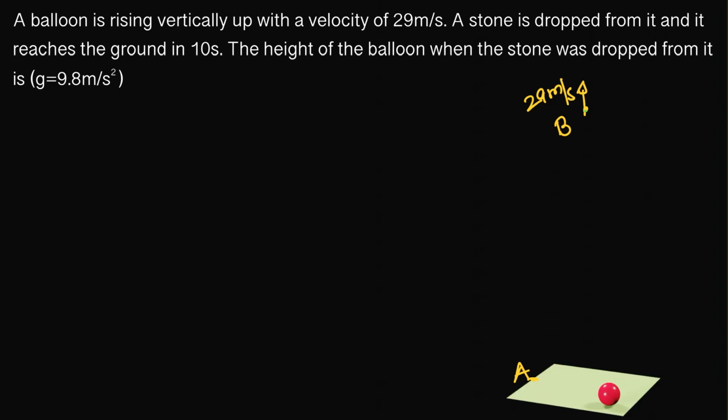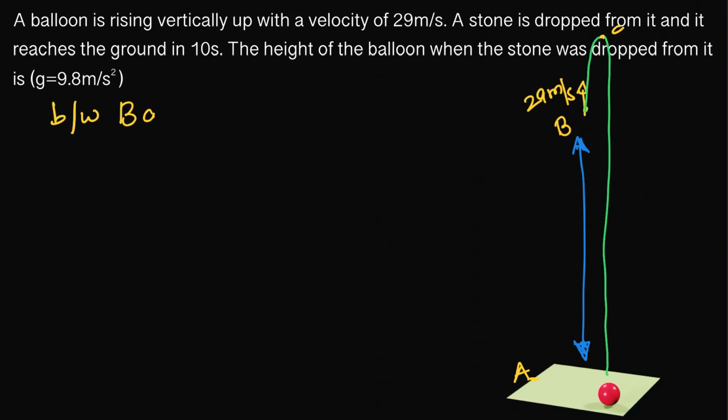And so what happens is it goes up and then comes back down, right? So let us say this topmost point is C. Now he's saying that the time for the stone to go from B to C and from C back to A is 10 seconds. And he's asking us what is this height, the height at which the stone was dropped. So we'll write the equations between B and A.